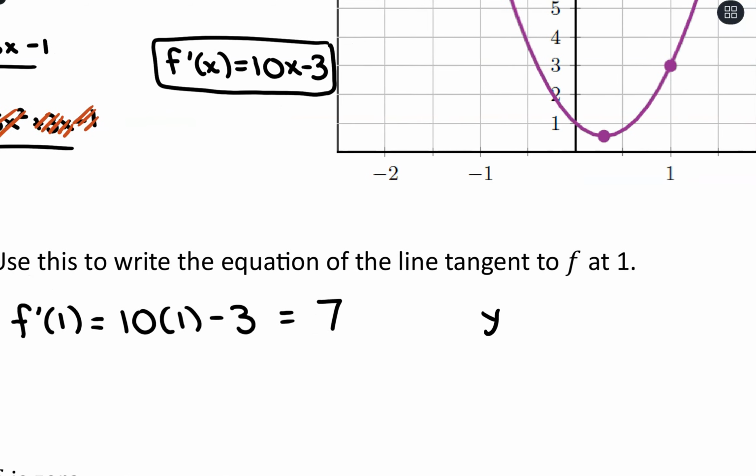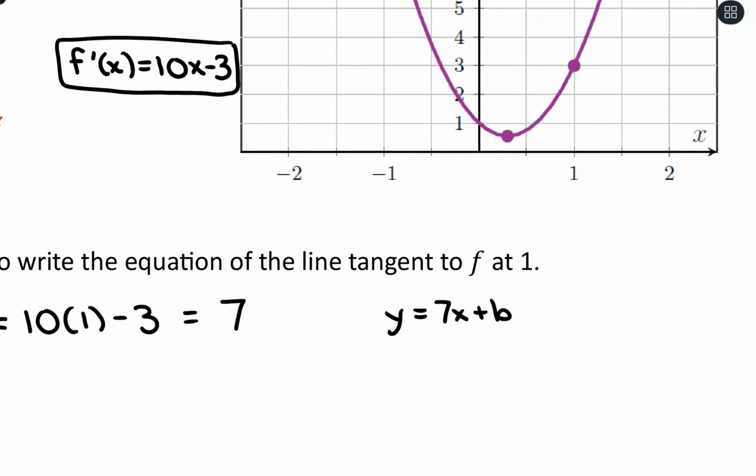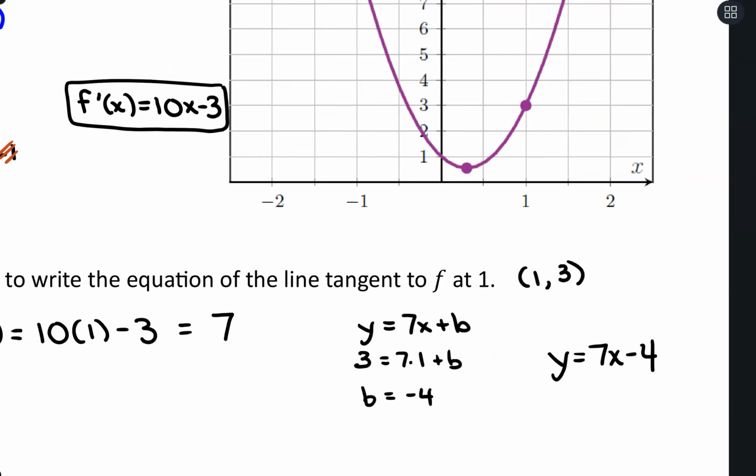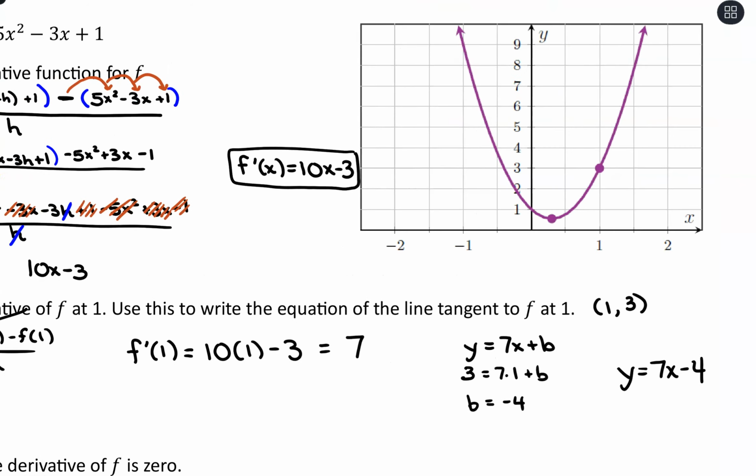And then I would be going y equals 7x plus b. We're looking at the coordinate 1, and I can see from the graph it's the coordinate (1, 3). So plug in 3, plug in 1, solve for b. 3 minus 7 is -4. So we have y equals 7x minus 4 as our equation of the tangent line at x equals 1. So if I graph the tangent line, that would be the line 7x minus 4.